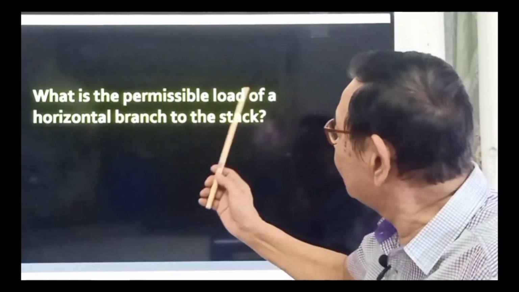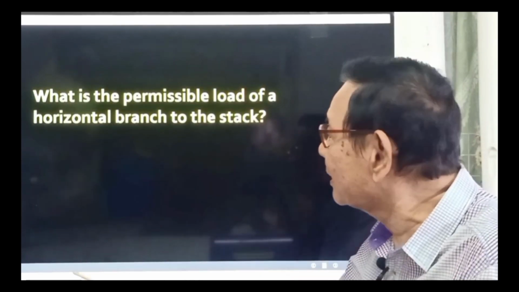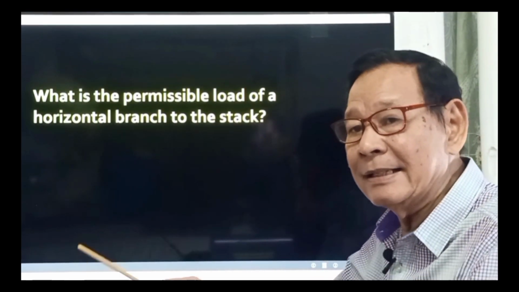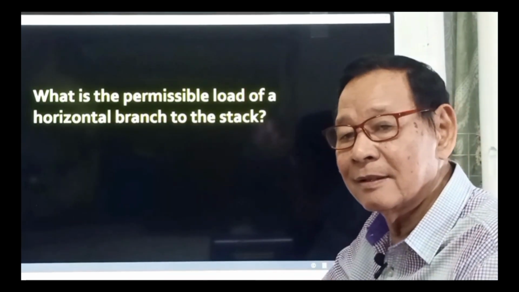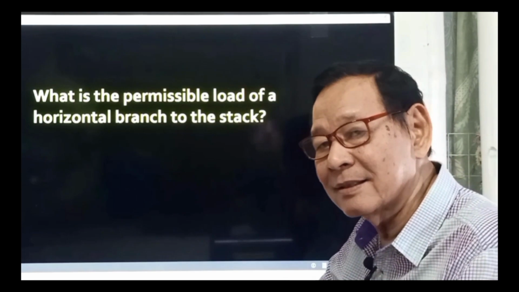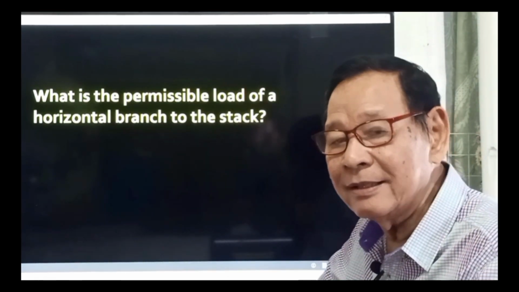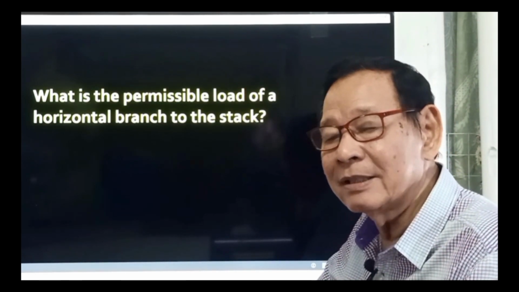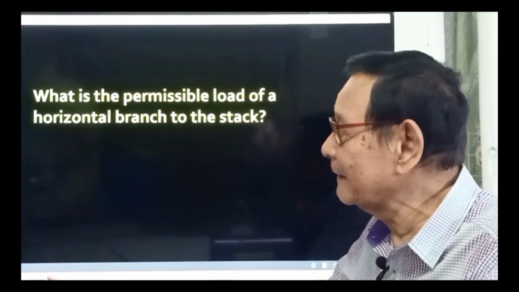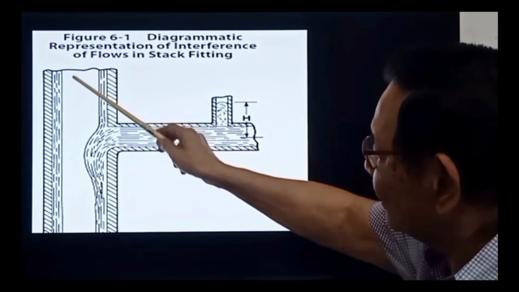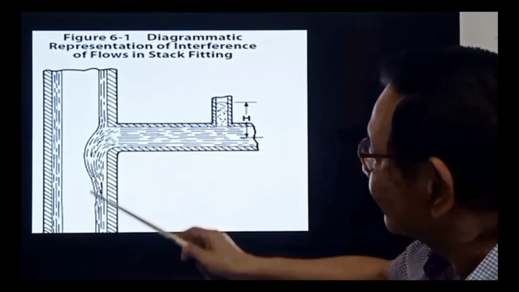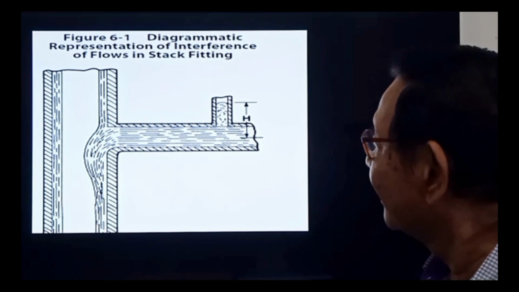What is the permissible load of the horizontal branch to the stack? That is the question. We assume that we have to discharge all fixture units in the horizontal branch to the stack without knowing anything there. But it is much different when you speak of a tall building. This one is the stack. This one is the flow of water. This one is the annular.